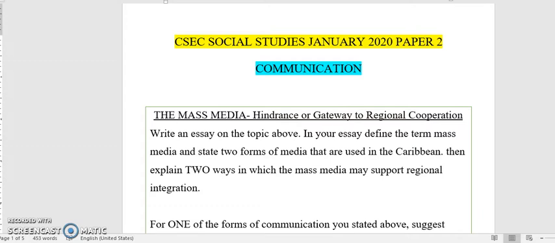Also, you're going to now tell me your two forms of media that you have written in your books. Two forms of media that are used in the Caribbean. Let me hear those medias. Good, very good. That's a very good one. Anybody else? Okay, very good. That shows that you have been studying.